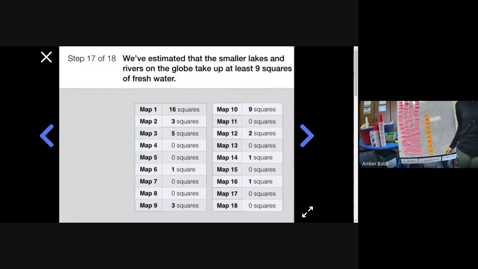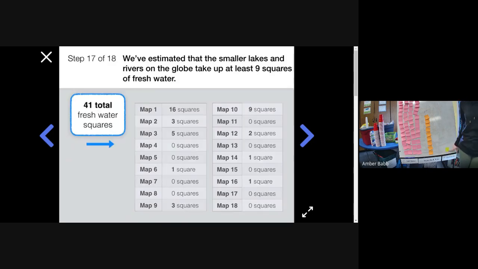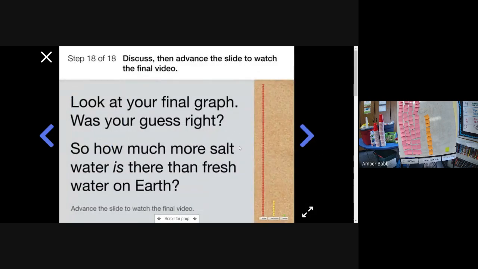And do your laundry and brush your teeth and go potty, take a bath. You got one square. Well, that's actually a lot. Imagine how much water exists if we got water from the ocean. Oh, we can compare that. Discuss. Then advance the slide to watch the final video.